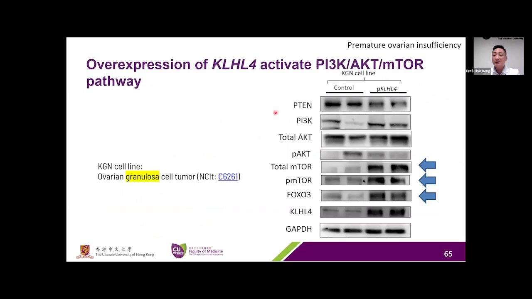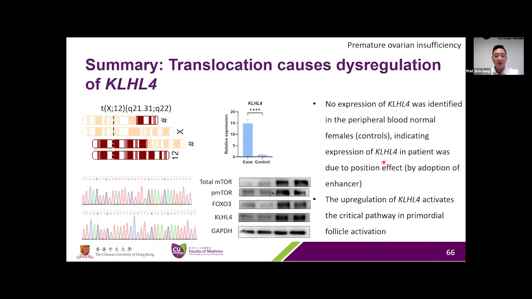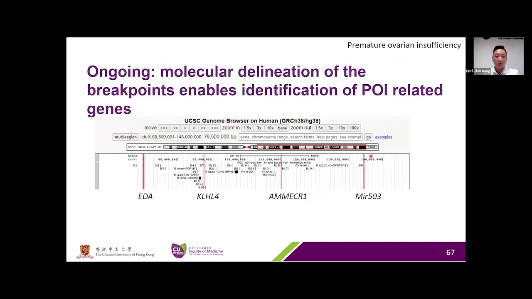And then we asked whether this overexpression of KLHL4 will activate or take a role in the POI-related pathway. The answer is yes. You can see the mTOR pathway has significantly increased. So the end of the story is that this gene overexpression has turned on the POI-related pathway. This is an ongoing project, and we're also recruiting other cases. We can see that some of the genes we identified have the same pattern.